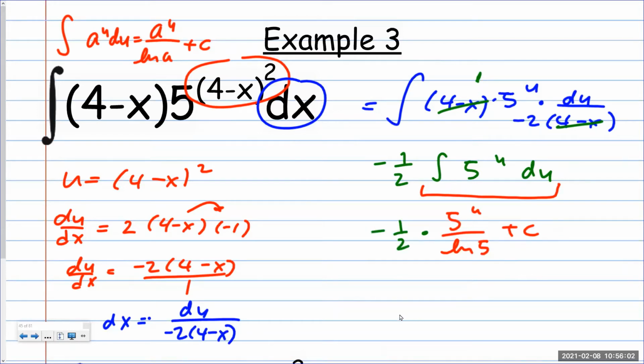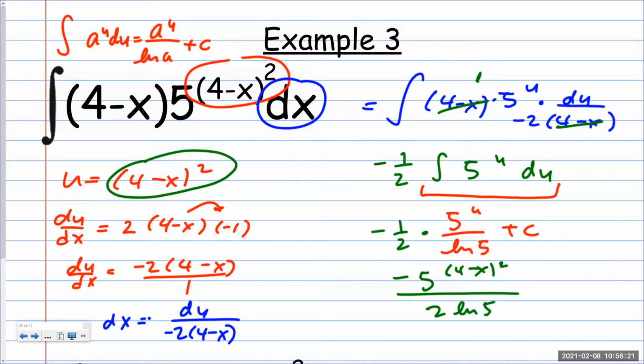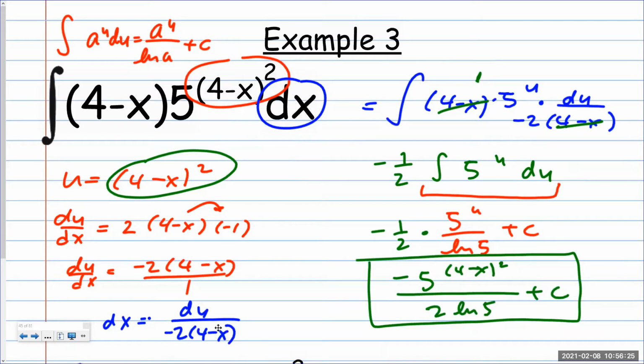That is my answer. Okay, it is the wrong answer, but it's not a bad answer. I just need to multiply the -1 and the 5u, so that's -5. My u is right here, okay? So I'm going to have to put in 4 minus x squared, divide that by 2 times ln of 5, plus C, and bam, that is the right answer.